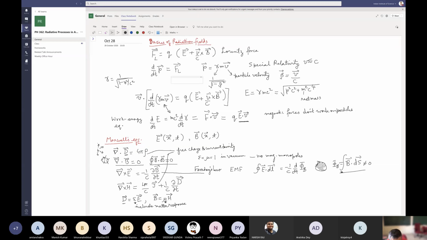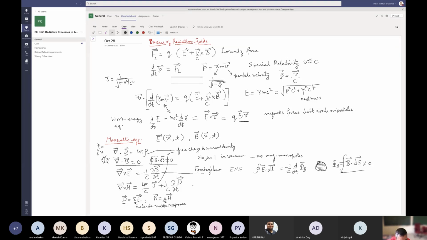Here we had a closed surface. Here we have a closed loop. Right? We only have a line which is closed. But this surface is not closed. It's not like a sphere or a shell. Okay, so this is Faraday's law.